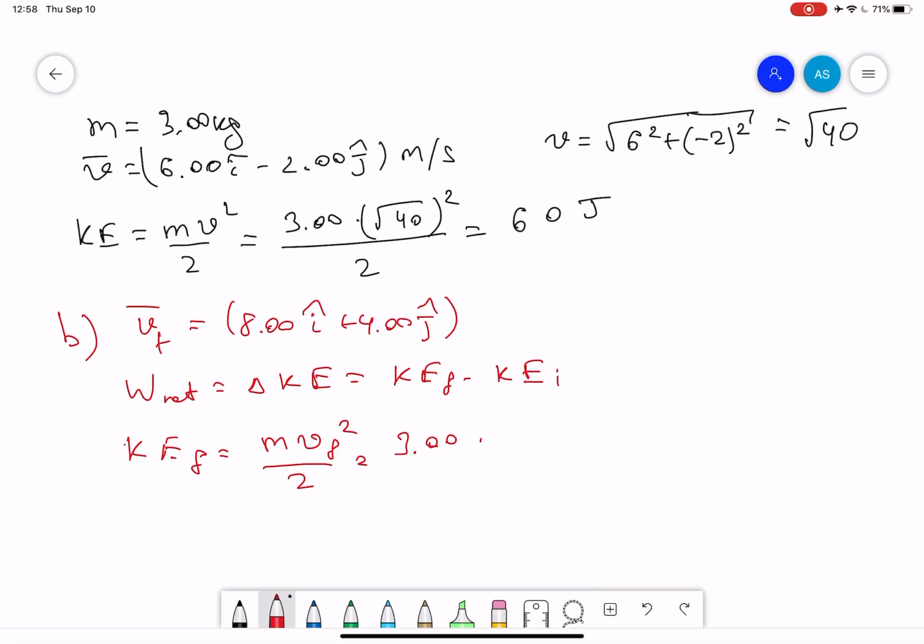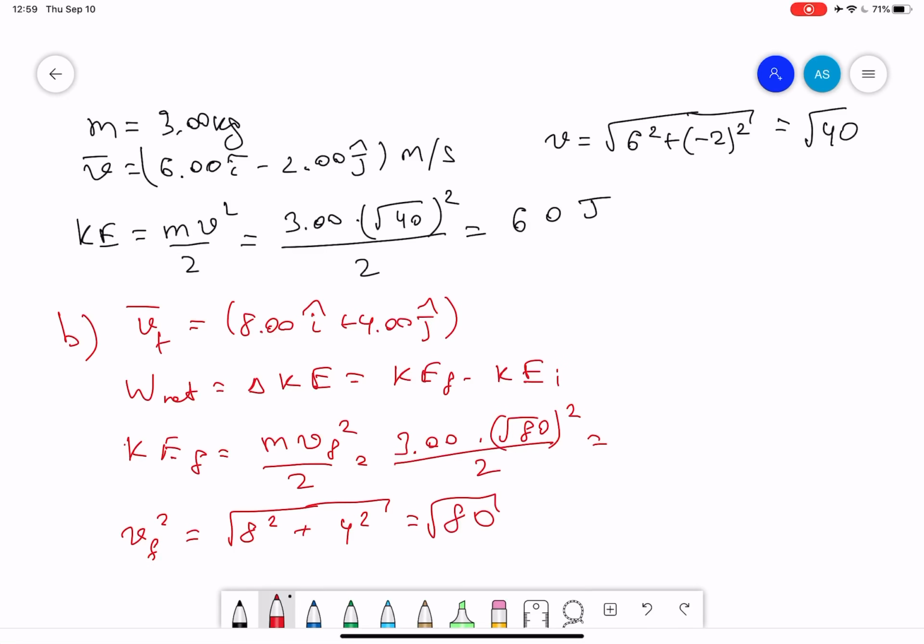Now we have to find the magnitude of the velocity, which is v final squared, equal to 8 squared plus 4 squared, right? If you do the calculation, 8 squared plus 4 squared will give you 80. So if you plug in the numbers here, 80 divided by 2 multiplied by 3, you will get 120 joules.